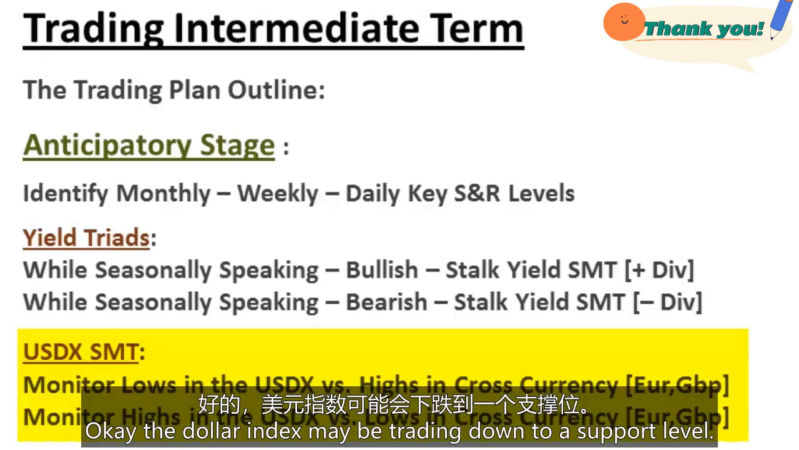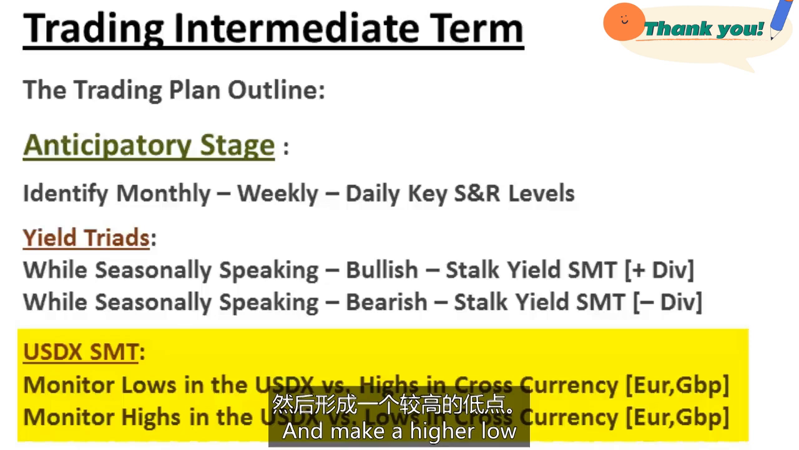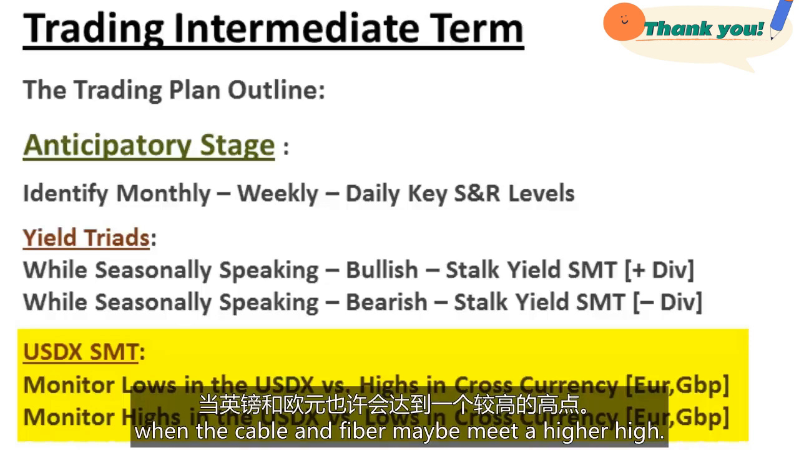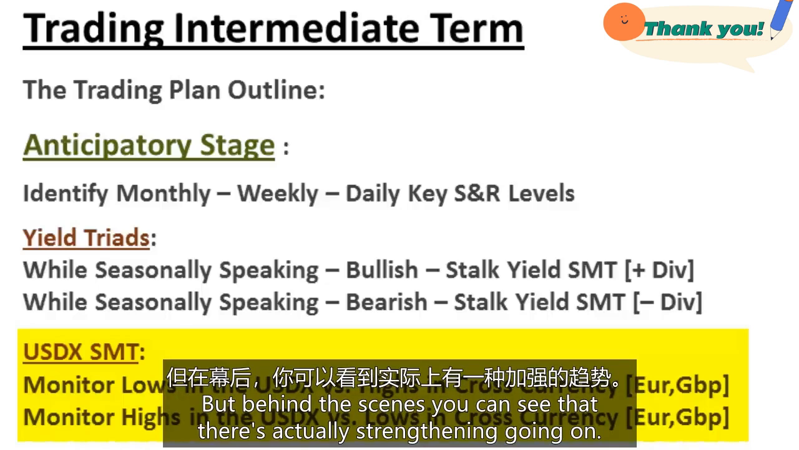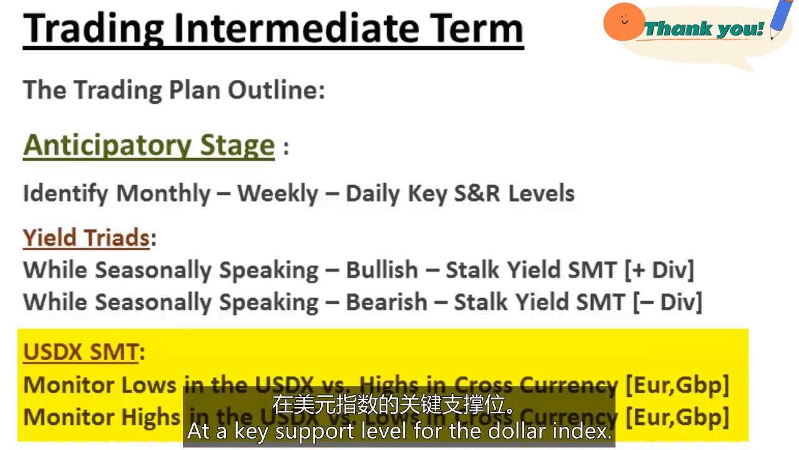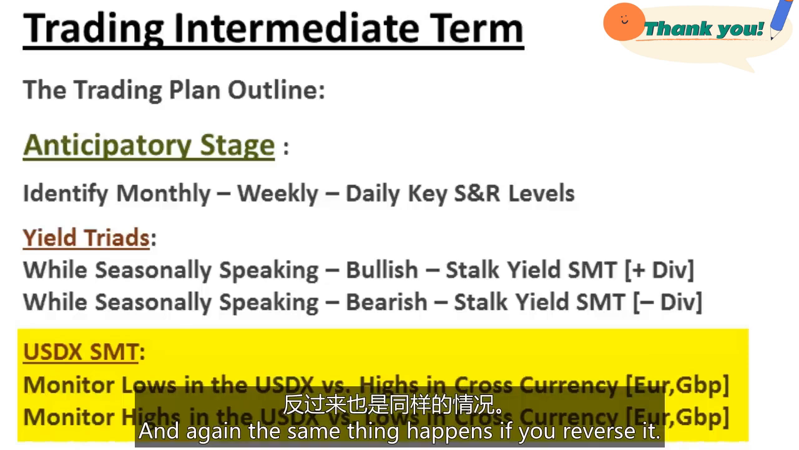Okay, the dollar index may be trading down to a support level and make a higher low when the cable and fiber maybe made a higher high. It looks bullish on their charts, but behind the scenes you can see that there's actually strengthening going on at a key support level for the dollar index. And again, same thing happens if you reverse it.